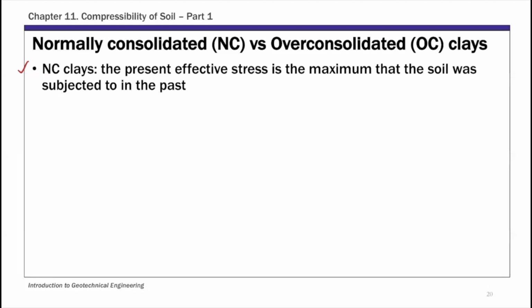So these NC clays are basically for soils that have present effective stress. Let's call this sigma prime. So this is present. Okay. So if the sigma prime, the present effective stress, is the maximum, so it equals sigma C prime, the soil is called NC or normally consolidated clay. So that's NC clay.